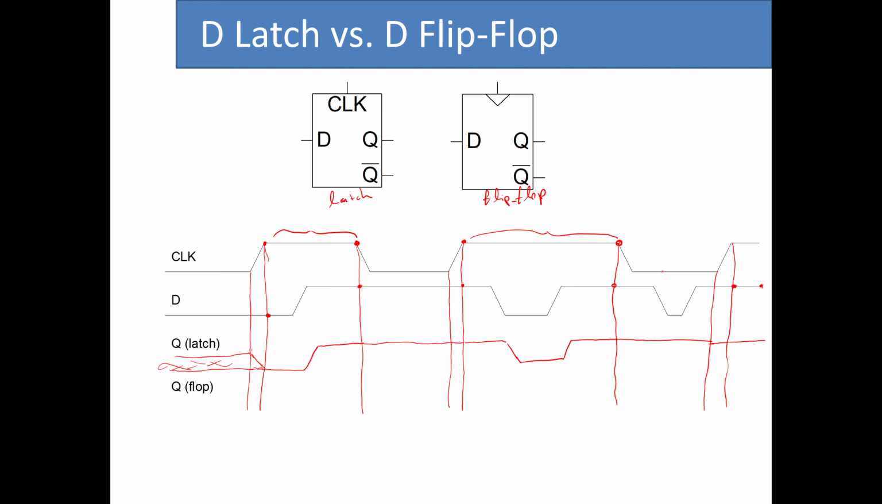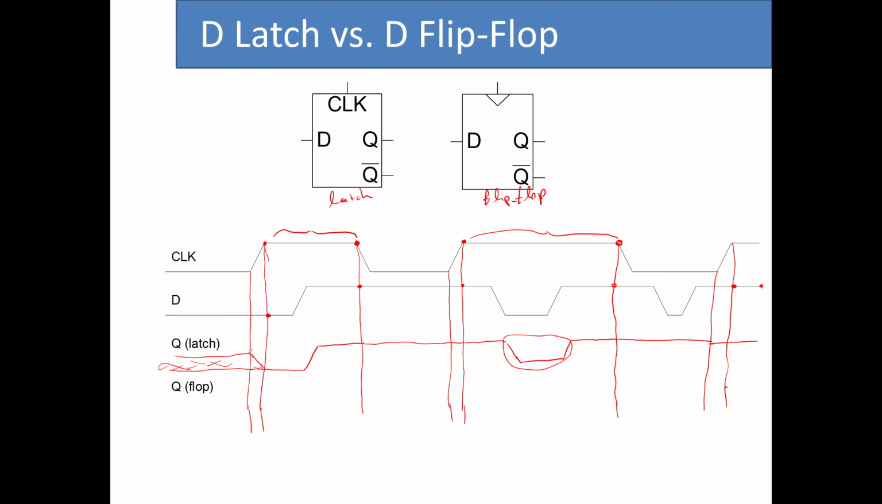So this is how we can draw the timing diagram for the output of the Q latch. As you can see here in this region, since the clock was 1, whatever change we had in D was completely reflected in the output of the D latch.